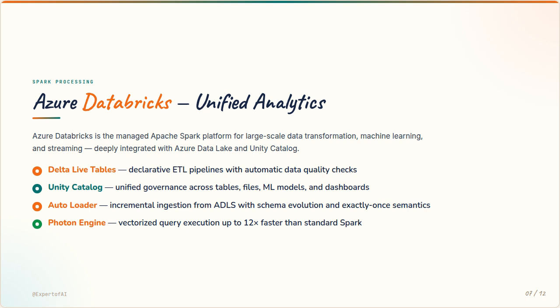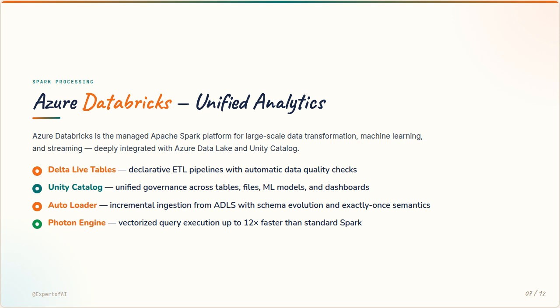Delta Live Tables let you define your ETL pipeline declaratively. You describe what the data should look like, and Databricks handles the execution, retries, and data quality enforcement automatically. Unity Catalog provides unified governance across tables, files, machine learning models, and dashboards, a single place to manage permissions across your entire Databricks workspace. Auto Loader handles incremental ingestion from Data Lake with automatic schema evolution and exactly-once processing semantics.